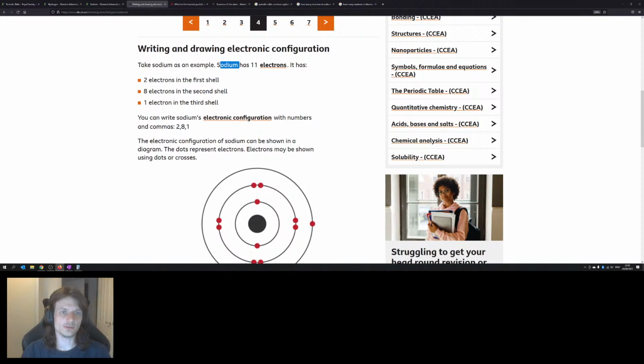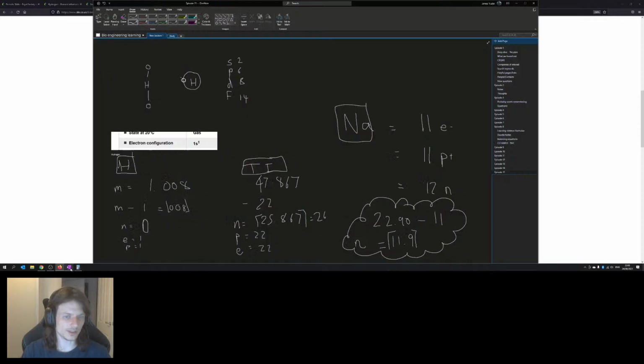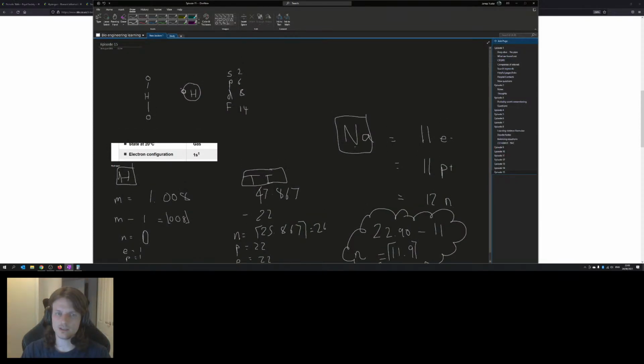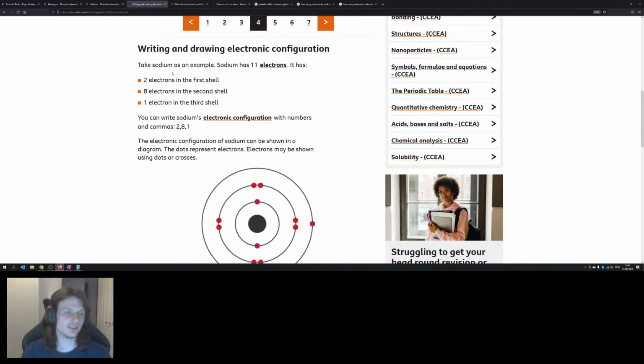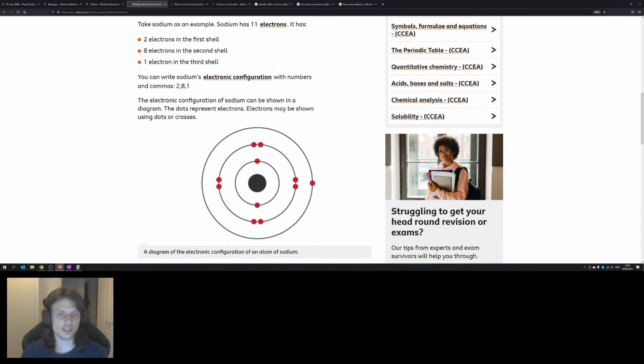So take sodium as an example. Sodium has 11 electrons. It has 2 electrons in the first shell, 8 in the second, and 1 in the third shell. So I was wrong about this. Unless these can be on different parts, it's maybe an expression of the configuration rather than the ring. Okay, that might be it. So you can write sodium's electron configuration with numbers and commas: 2, 8, 1. The electron configuration of sodium can be shown in a diagram. The dots represent electrons. Electrons may be shown using dots or crosses.